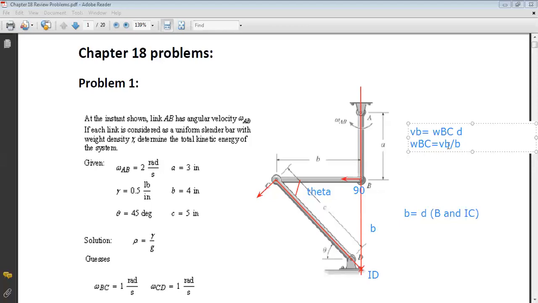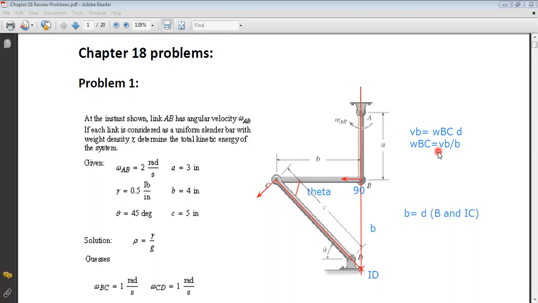Can you tell me how omega will be, clockwise or counterclockwise? How can you know? It's going to be counterclockwise. Very good, because from the right hand rule, this is V of B, this is the IC, and B is rotating about the IC at this instant. So with the right hand rule, omega is in the counterclockwise direction. Using the IC method, we can directly find omega BC, and from the right hand rule, we find the direction.